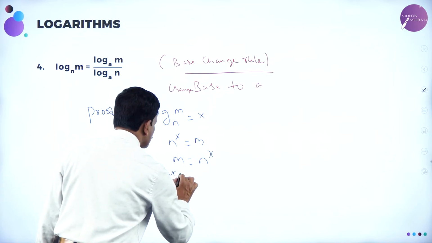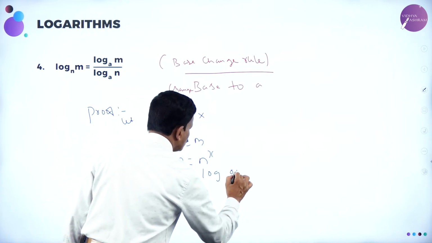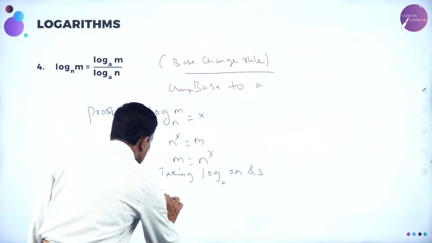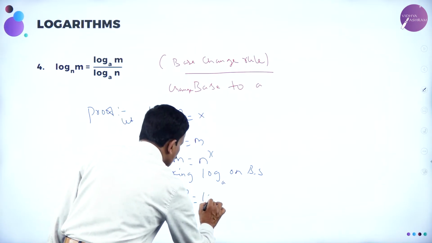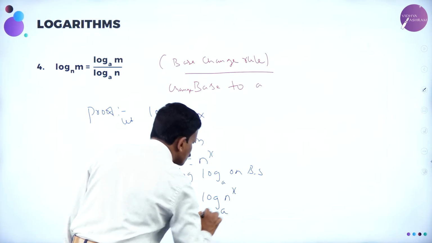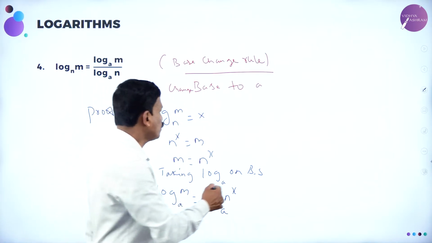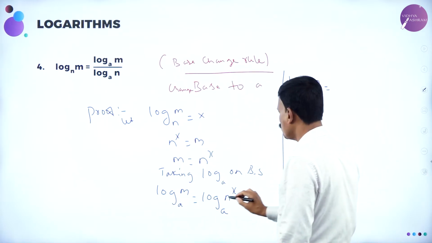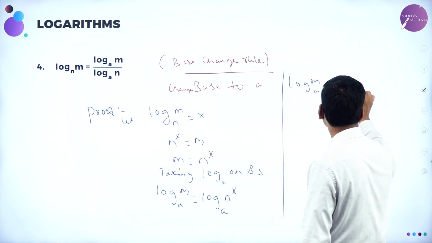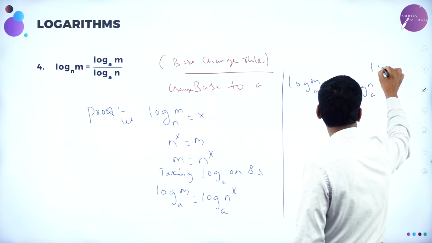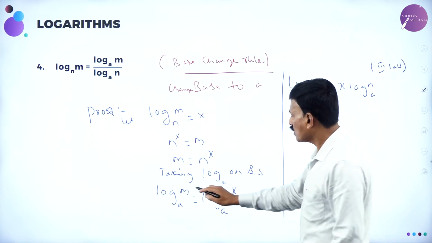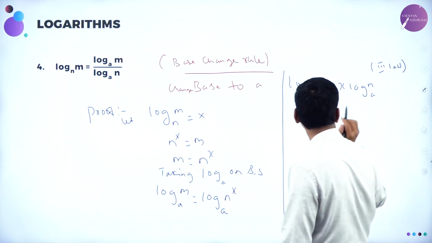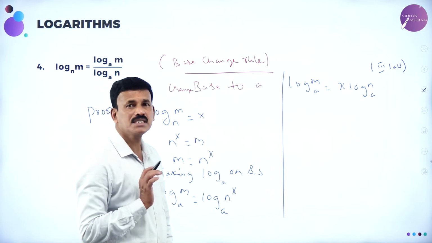Now taking log on both sides, to base a. If you take log on both sides, then what will you get? Logarithm of m to base a is equal to logarithm of n to the power of x to base a. Now if you apply the third law of logarithms, the left hand side, logarithm of m to base a, stays as it is, and using the third law, log m to the power of n is n log m, so the right side is x log n to base a. Instead of n, it is x. So log m to base a is equal to x log n to base a. Now, just get the value of x from this.